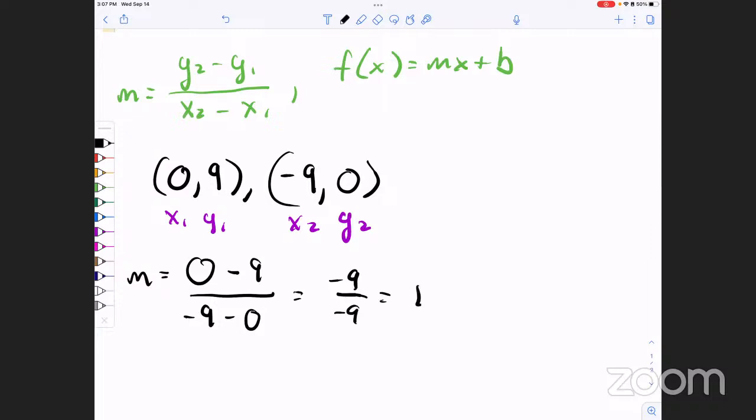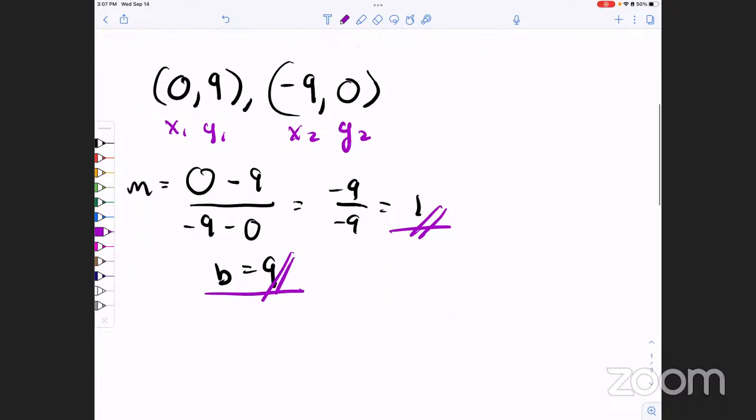So we have a slope of 1, and then we really are usually trying to find the y-intercept, but they gave us the y-intercept in this one. So our b is 9. They just happen to give us the y-intercept in this one. So then if we put these two pieces of information together, our linear function is going to be m times x plus 9.